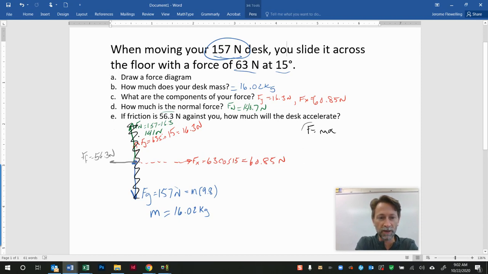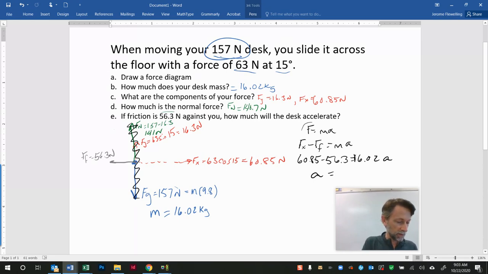Well, the only two forces I have left, because the up and down canceled out, are left and right. So I can say that the x component minus the force of friction is going to equal mass times acceleration. I can substitute my numbers in: 60.85 minus 56.3, and the mass we found to be 16.02. We can solve for a. So 60.85 minus 56.3 divided by 16.02, and we end up with an acceleration of 0.284 meters per second squared.